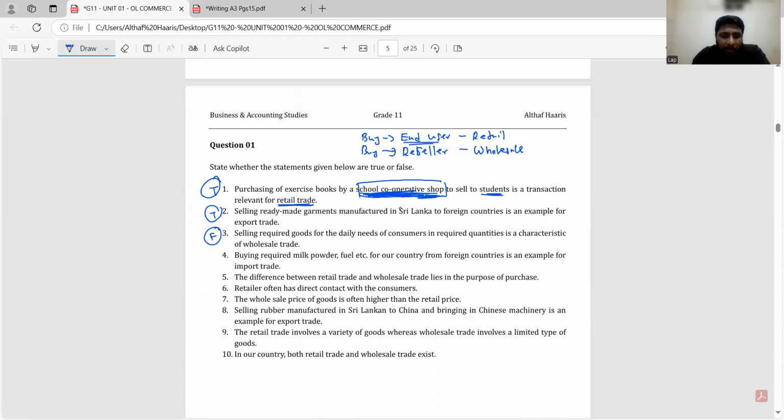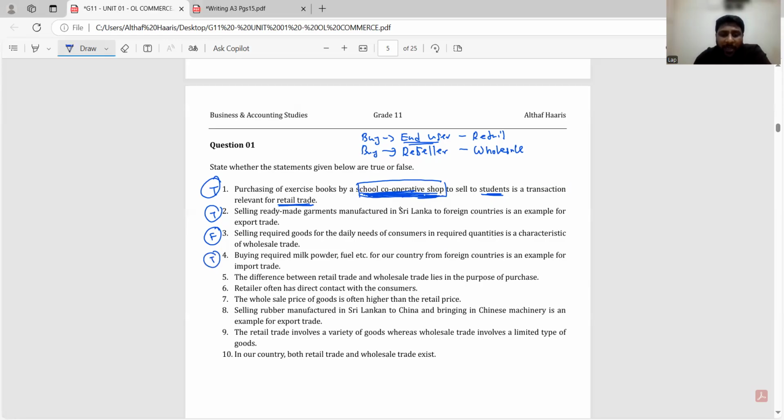Buying required milk powder, fuel, etc. for our country from a foreign country is an example of import trade. Yes, we are buying from another country to our country. We are bringing it inside our country. True.